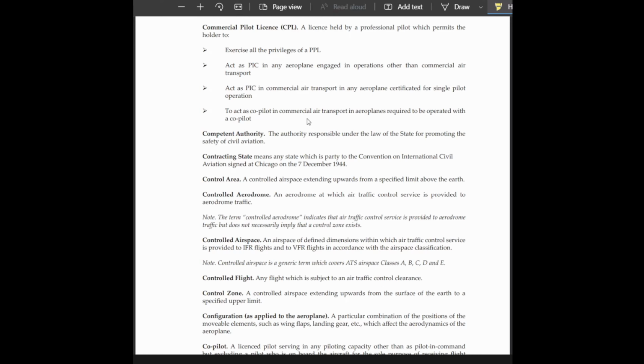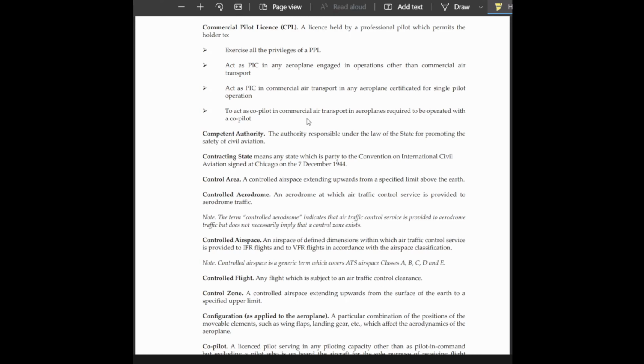What is the difference between IFR and VFR? I didn't get that. It is on page number 11 of controlled airspace. Okay, got it. Yeah, the same.